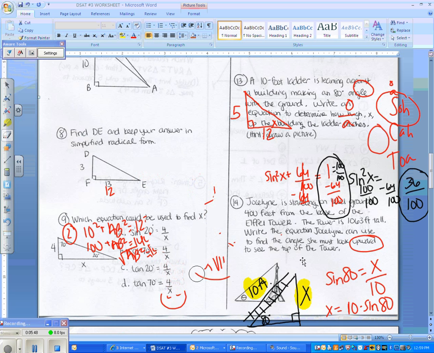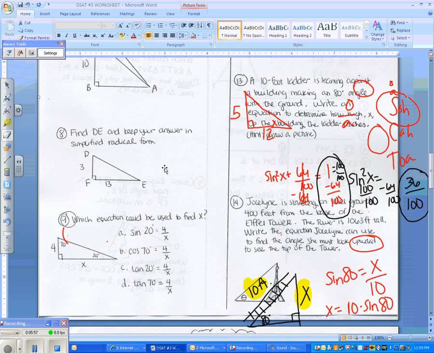I did 7. Okay. Number 8. Find DE. Keep your answer in simplified radical form. So if you notice here, we have two sides of a triangle, and we don't have any angles. So we can't use trigonometry. We're going to have to use Pythagorean's theorem.